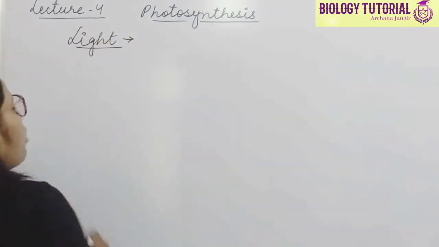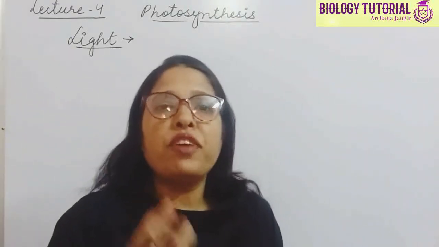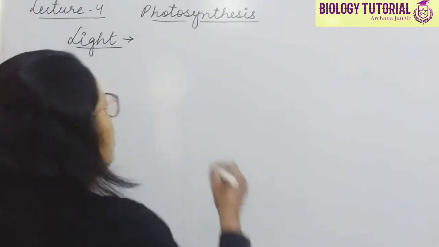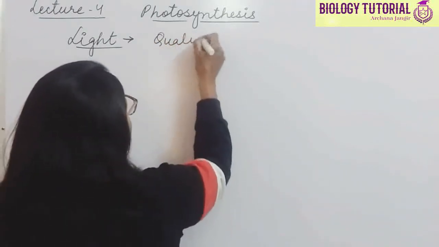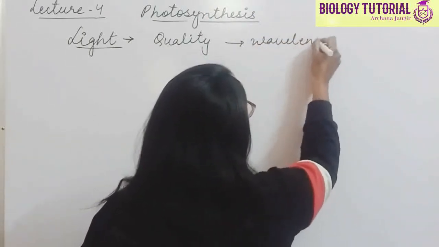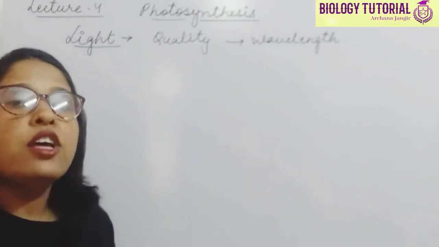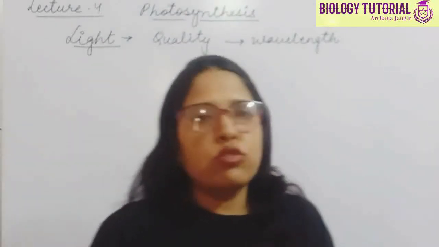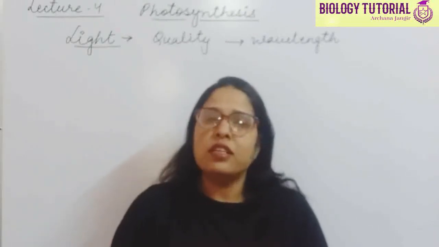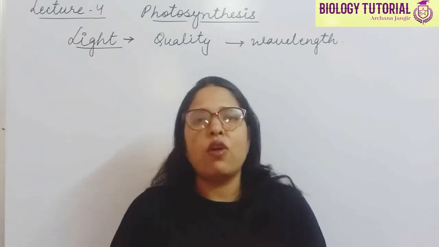About light, we are going to discuss the quality of light. Which quality of light, or which wavelength of light, is going to be absorbed by the photosynthetic pigments. So here we are going to discuss the quality. What does quality mean? Quality means the wavelength of light. Which wavelength of light is absorbed by which type of pigment? Clear? Many types of pigments are there. Which pigment is going to absorb which wavelength of light? That is the quality of light. So in this lecture we are going to discuss the quality of light.